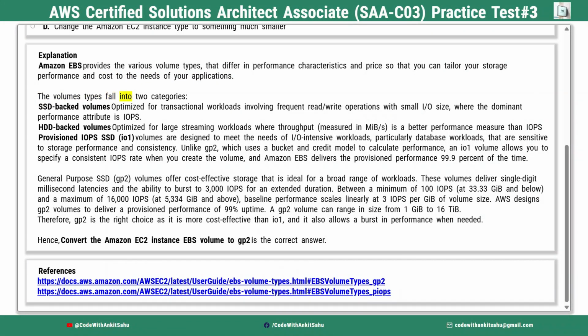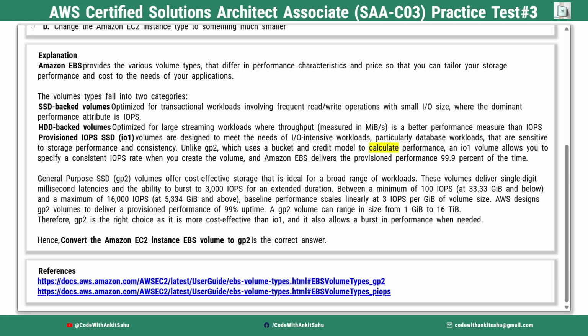The volume types fall into two categories: SSD-backed volumes optimized for transactional workloads involving frequent read/write operations with small I/O size, where the dominant performance attribute is IOPS. HDD-backed volumes optimized for large streaming workloads where throughput, measured in MiB/s, is a better performance measure than IOPS. Provisioned IOPS SSD, IO1, volumes are designed to meet the needs of I/O intensive workloads, particularly database workloads, that are sensitive to storage performance and consistency.